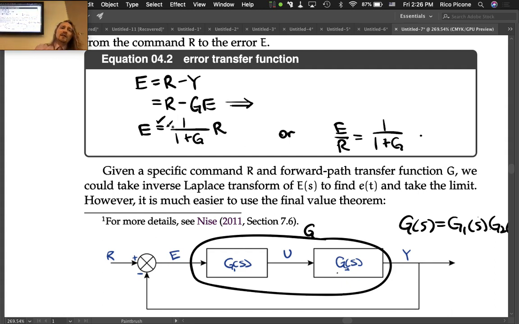So going forward, we're going to take this result for the error, and we're going to look at specific important paradigmatic cases, certain features that show up, and what implications arise from there. But I want to stress that you can always go back to this and say, oh, this is the error. You could always plug in for a specific case that you're working with what R is, what G is, take the inverse Laplace transform, and find the error as a function of time. Pretty cool. So don't overlook that as a possibility.